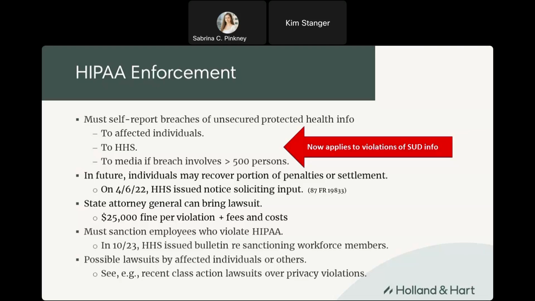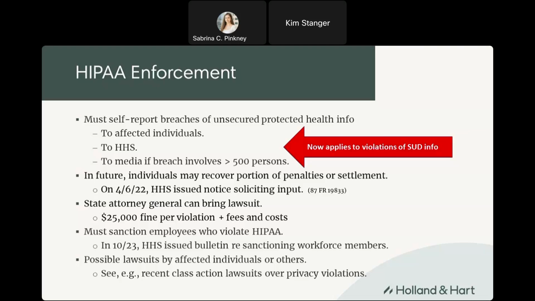In addition to the OCR, the state attorney general can bring a lawsuit against you. Even if your employees are not worried about the government coming after them, you as an employer have an obligation to sanction members of your workforce who violate HIPAA. If you fail to do so, then that's a HIPAA violation on you. And by the way, in October of 2023, HHS issued a bulletin that provided guidance concerning sanctioning workforce members. I'll talk briefly about that a bit later.